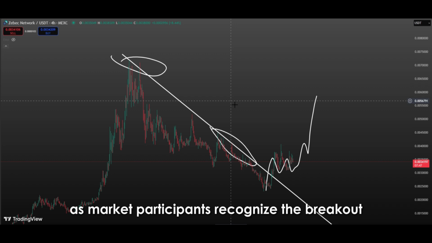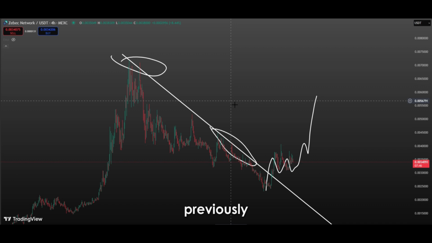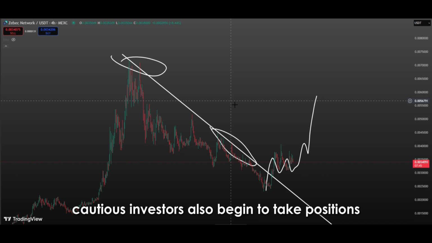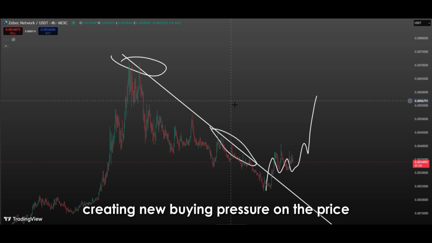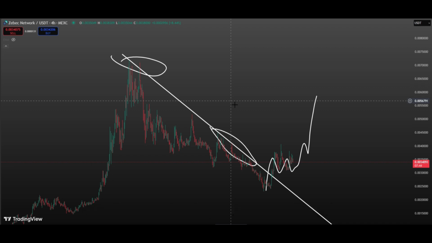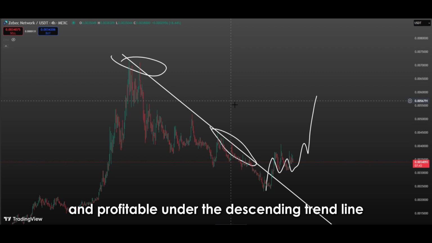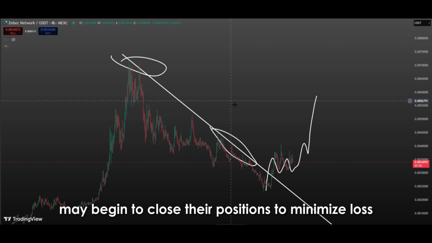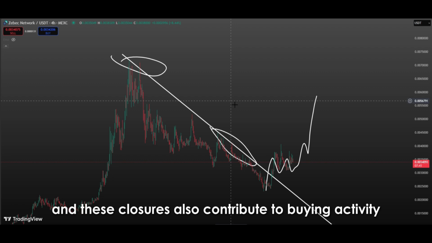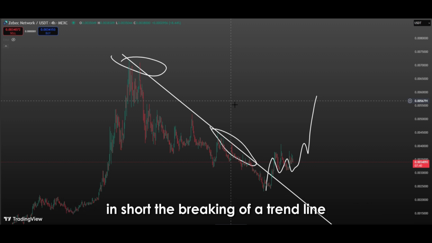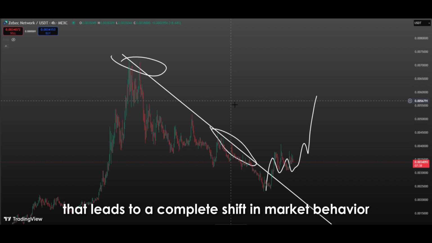As market participants recognize the breakout, previously cautious investors also begin to take positions, creating new buying pressure on the price. Especially those who were previously short and profitable under the descending trend line may begin to close their positions to minimize loss, and these closures also contribute to buying activity. In short, the breaking of a trend line is not just an upward price movement, it's a domino effect that leads to a complete shift in market behavior.